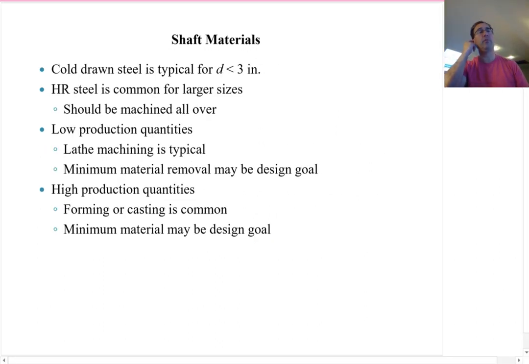We mentioned cold drawn and hot rolled steels. For diameters less than 3 inches, that's typically when we'll use cold drawn steel. And then for the larger sizes, we'll use hot rolled.